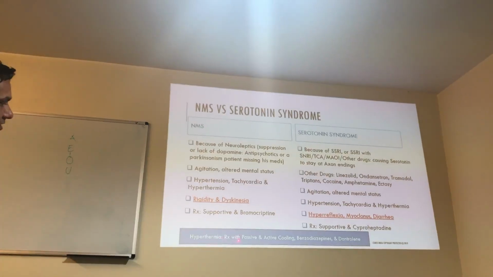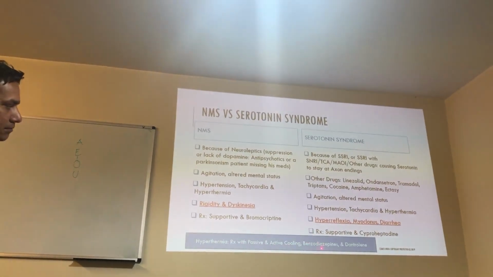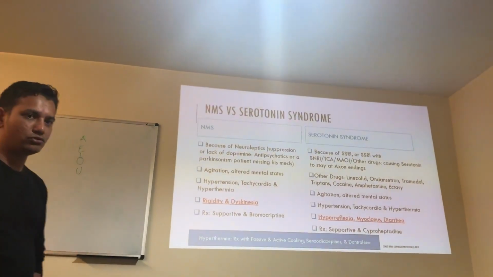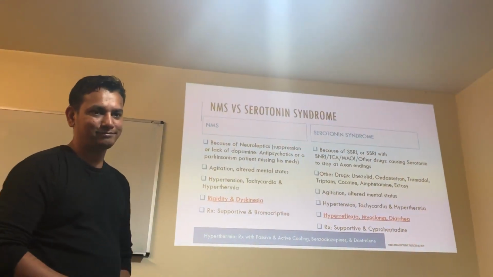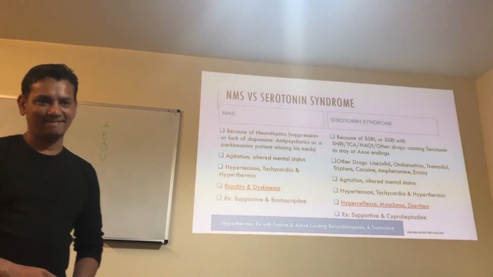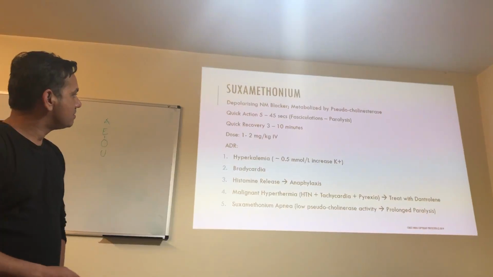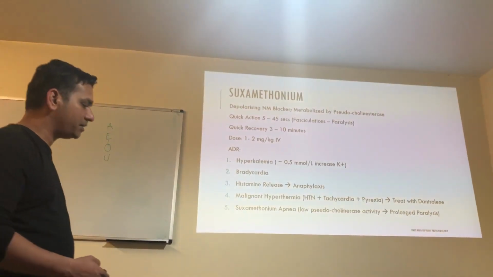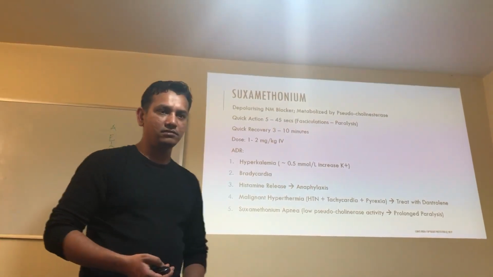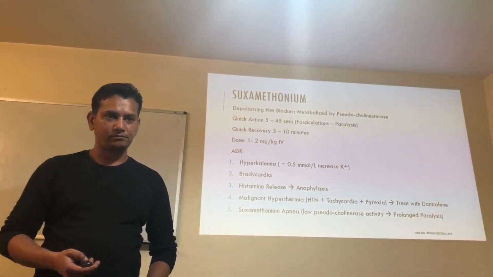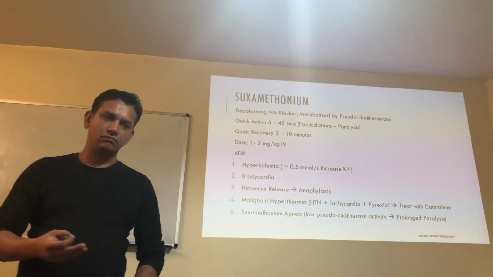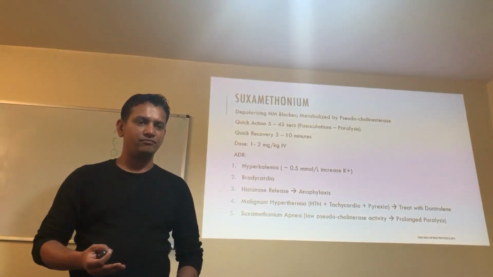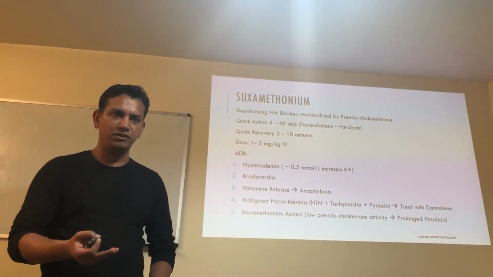How do you manage temperature? With passive and active cooling, benzodiazepines, dantrolene. There is no role for paracetamol, because this is hyperthermia, it is not pyrexia. So we'll go to succinylcholine. Succinylcholine is a depolarizing neuromuscular blocker. The normal dose is 1 to 2.5 milligrams per kg when you're doing your RSI.